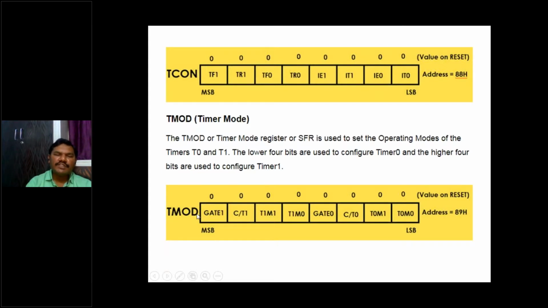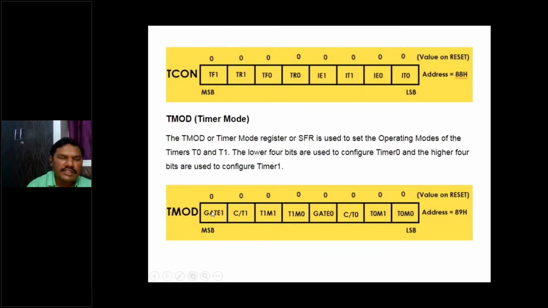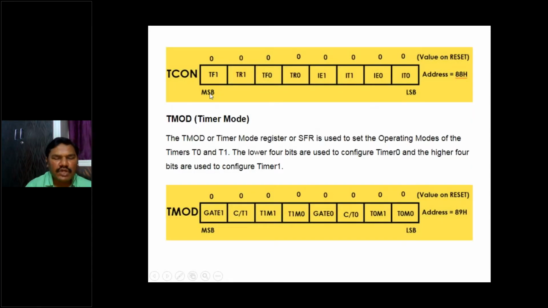Next, TMOD. TMOD stands for timer mode. Gate bit and C/T bar. Gate bit means here it is an enable bit. It is a control bit, and this bit is used to control the operation of this timer. So that's why this is called the gate bit.